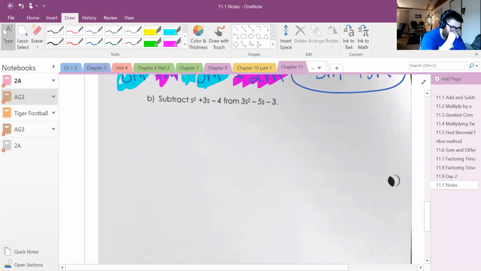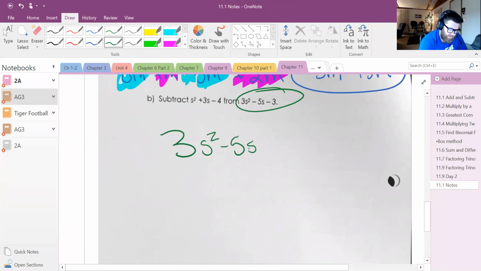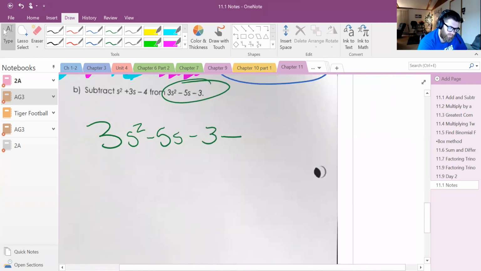Okay, so once again, you guys tell me which one's going to be first here in our equation. I'm subtracting s squared plus 3s minus 4 from 3s squared minus 5s minus 3. Okay, remember, whatever's after the from comes first. So we have 3s squared minus 5s minus 3 from, right? From tells me that goes first. Put it in parentheses.